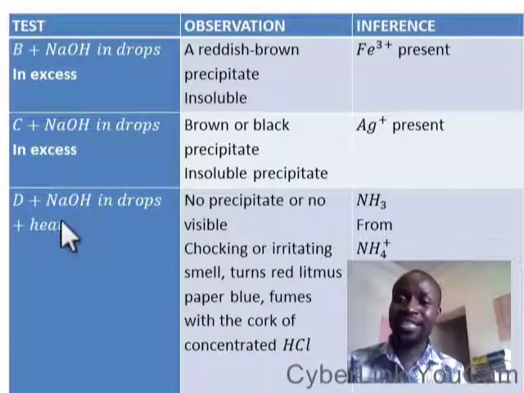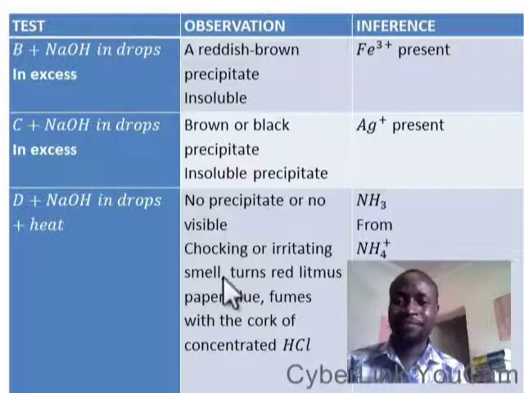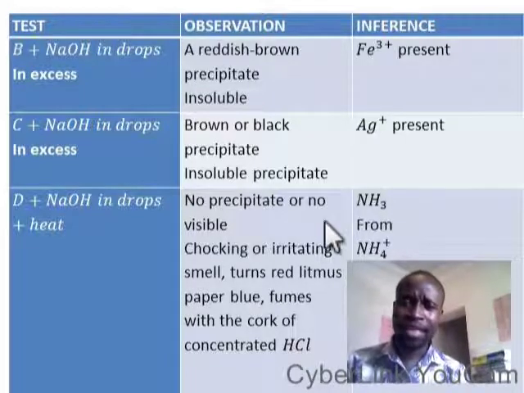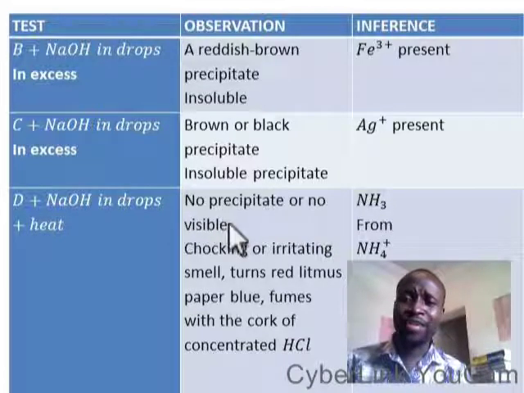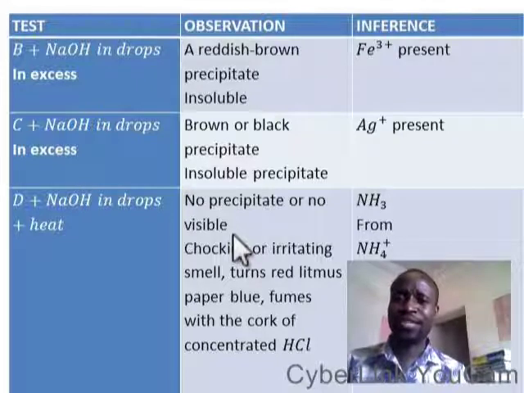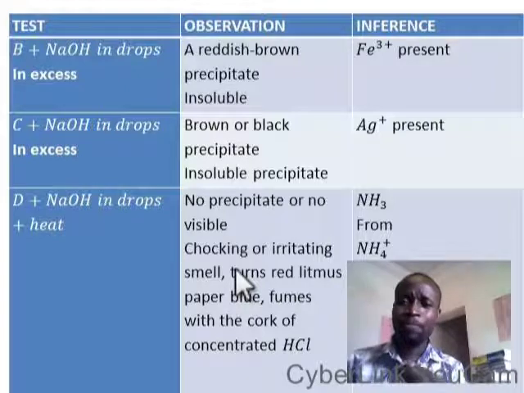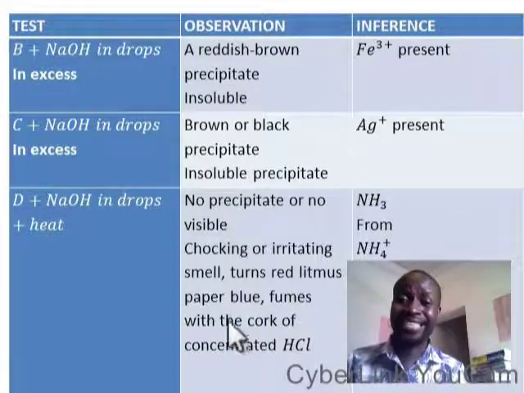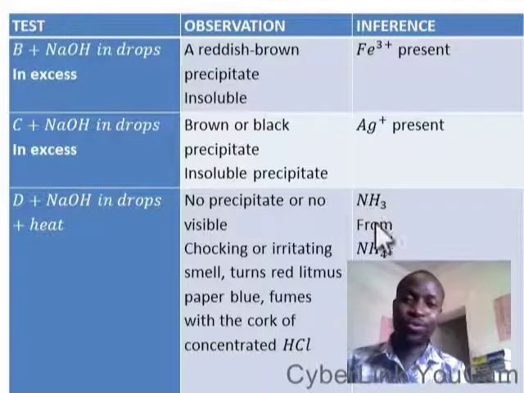If you take a sample D plus sodium hydroxide and you heat it, and there is no precipitate or visible reaction, but the smell is choking or irritating, it turns red litmus blue, and it forms dense white fumes with a cup of concentrated HCl, we are talking about ammonia straight away. Now look at the characteristics. A sample plus sodium hydroxide in drops, no visible reaction. But when you apply heat, you begin to perceive a choking or irritating smell. You now test it with litmus paper, it turns red litmus blue. And you now bring the cup of concentrated hydrochloric acid and it forms a dense white film. You should know you are talking about ammonia.